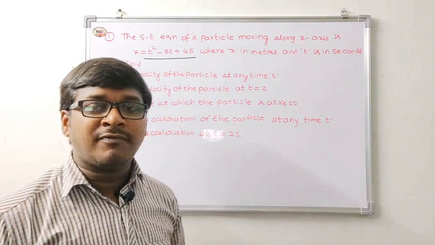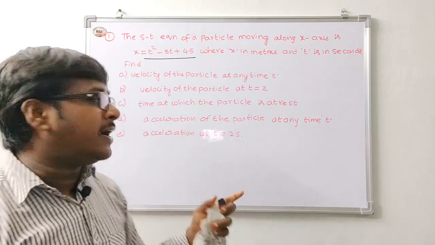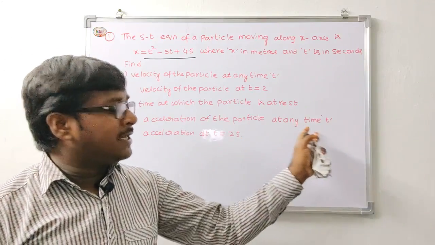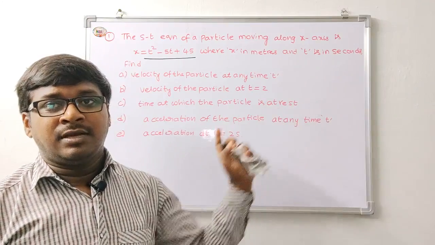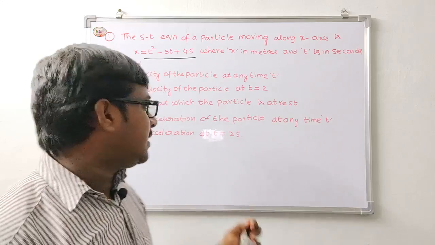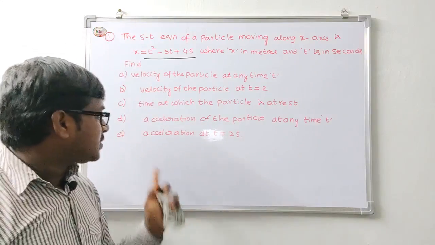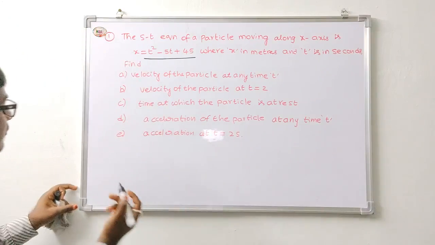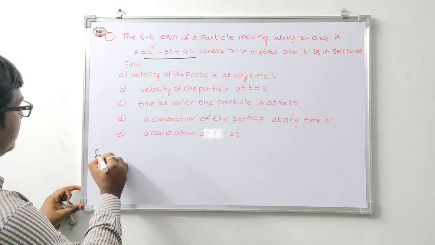At rest, the final velocity will be 0. Then find the time taken. Fourth, the acceleration of the particle at any time. Acceleration is the rate of change of velocity with respect to time. Last, the acceleration at t = 2 seconds. This is a very important and very easy problem, students.